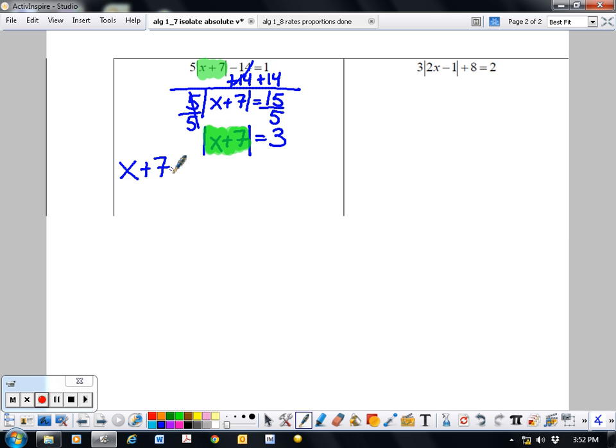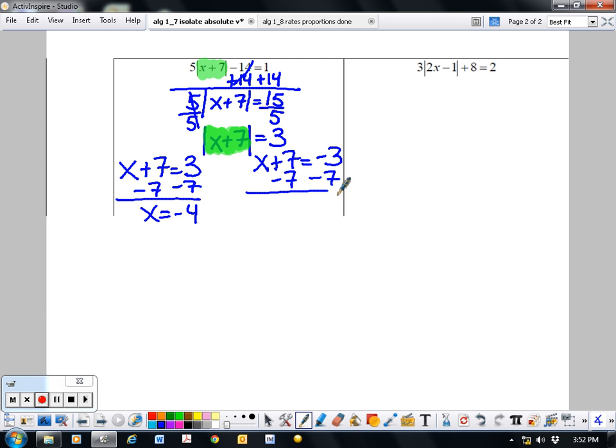So x plus 7 could equal 3, or x plus 7 could equal negative 3. And we solve each one. So I minus 7 on both sides. I get x equals negative 4. I minus 7 on both sides. And remember, because this is a negative 3, I'm going to end up with a different answer, because a negative 3 and negative 7 will give me negative 10. And these are my two possibilities.